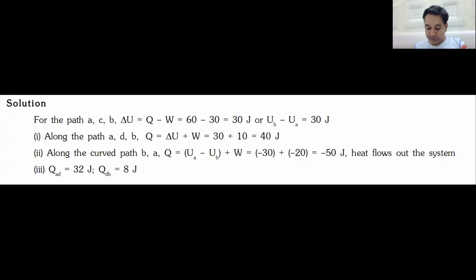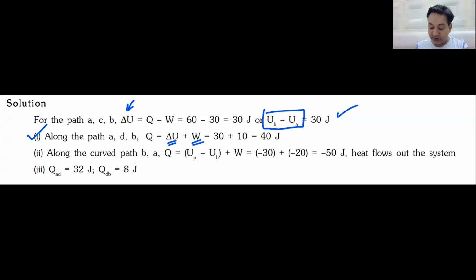Yeah, so the answer for the first one is 40 joules. First of all, you calculate on the first path, A to C to B, that change in internal energy, which will be UB minus UA, that will be 30 joules. Yes or no? Yes, sir. Now this change in internal energy does not depend on path. So you go along any path from A to D to B, this change in internal energy will be the same.